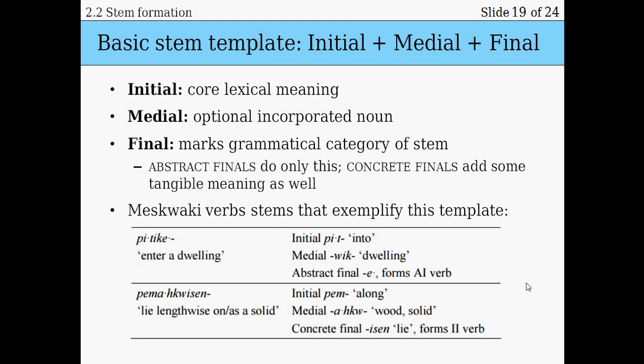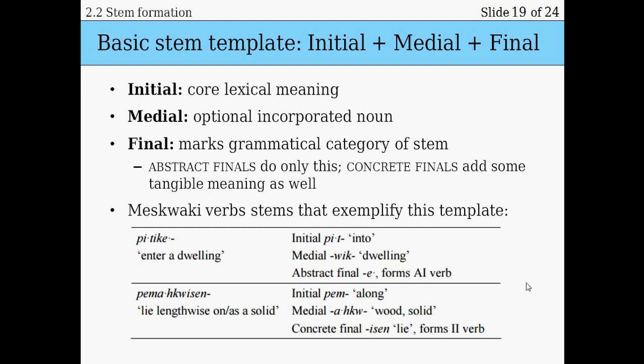So here's a couple of examples of verb stems in Meskwaki that exemplify this template. There's a verb stem bitige, which means to enter a dwelling. And this stem has three parts. There's an initial beat, which means into. There's a medial wick, which means a dwelling. Right? So this is like an incorporated noun. And then there's an abstract final a, which means I'm an AI verb. In other words, I'm an intransitive verb, and my subject is animate.